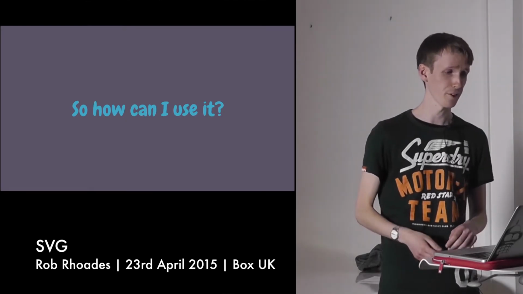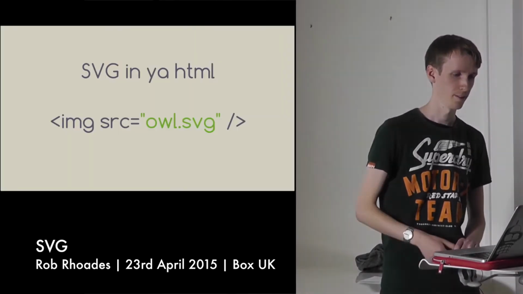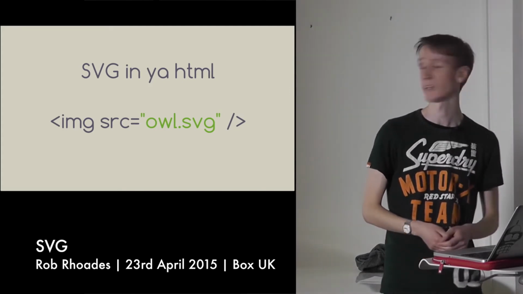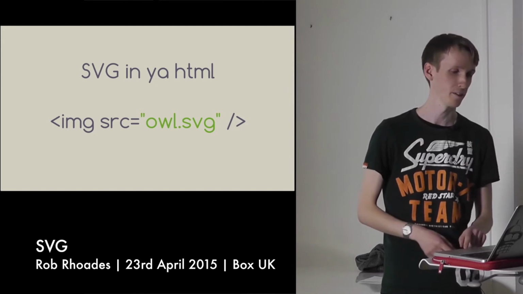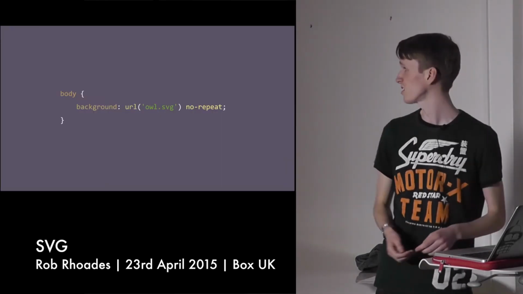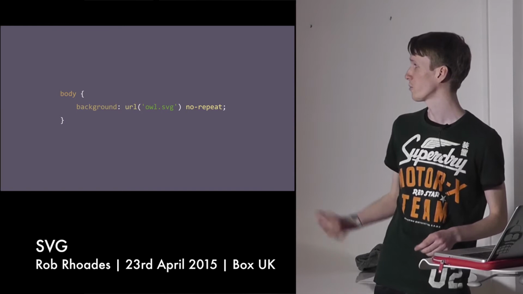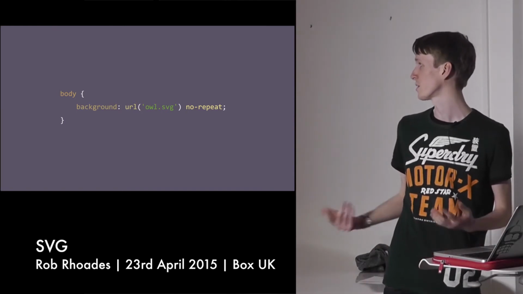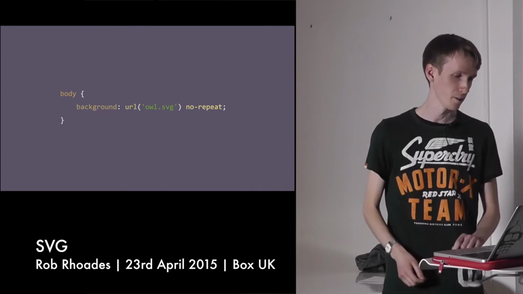So you may be wondering how you can use it. Well, it's as simple as just replacing whatever your PNG was in that image tag with owl.svg. Or if you're using CSS, you can do the same thing with a background image. Replace the URL with owl.svg, and away you go.